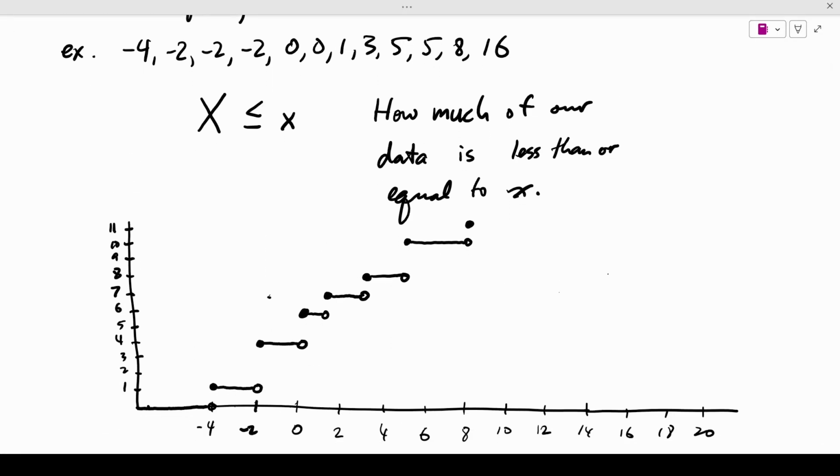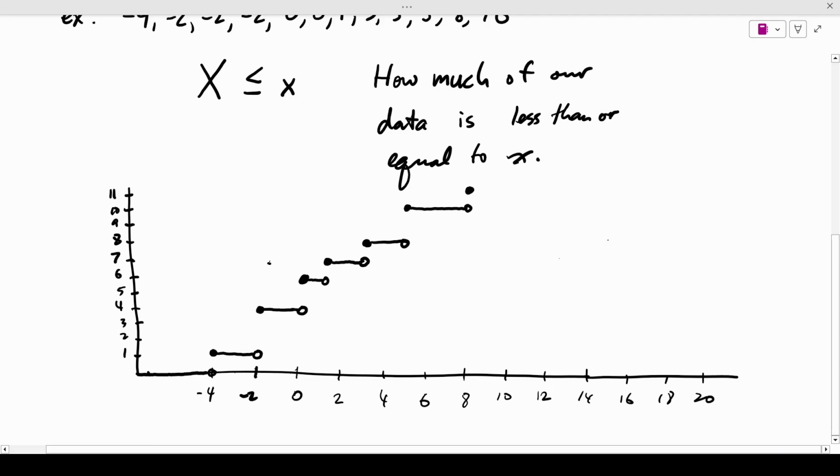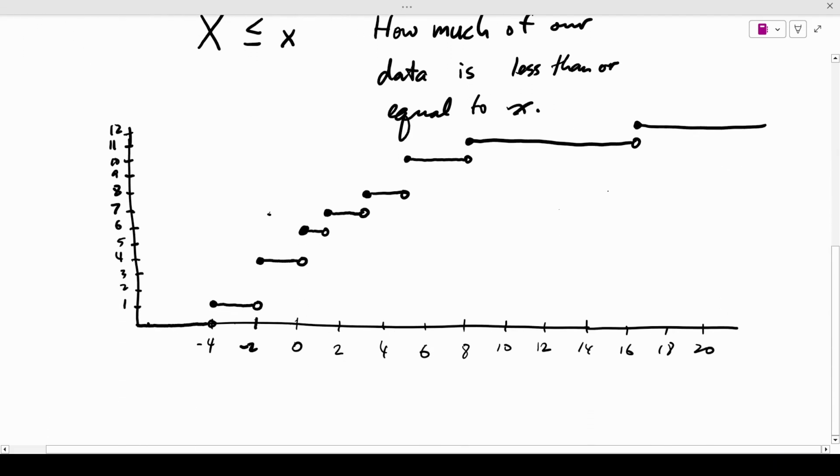And finally, we have 11 less than or equal to all of these numbers until we hit 16. So once we get to 16 here, then it's going to jump up to 12. 12 data points are less than or equal to 16 because they're all less than or equal to 16, all 12. And as I said before, on this left-hand side, instead of having counts, we could have percents. This would be approximately 8%, 16%, and so on, all the way up to 100%.